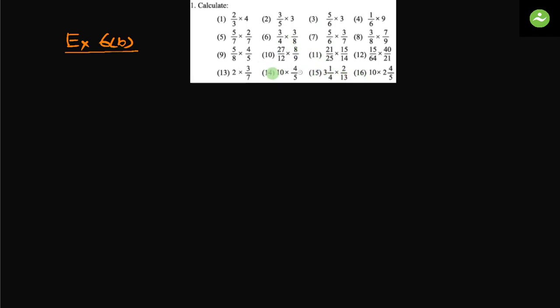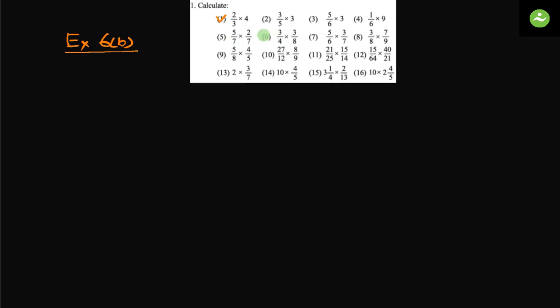There are 16 problems here we have to solve, but we won't be solving all. Instead, we will solve each type of problem. For example, the fraction and whole number, we will solve 1 for you. Then we will solve multiplication of 2 proper fractions. For example, we can solve 5 or 6.